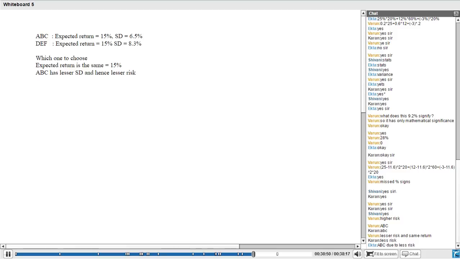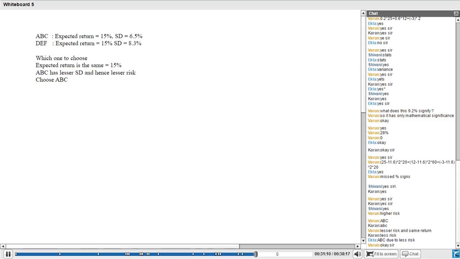Hence we would choose ABC. So Varun, that also probably gives you an idea to the question you had asked earlier. So this is one of the applications of standard deviation as a measurement of risk.